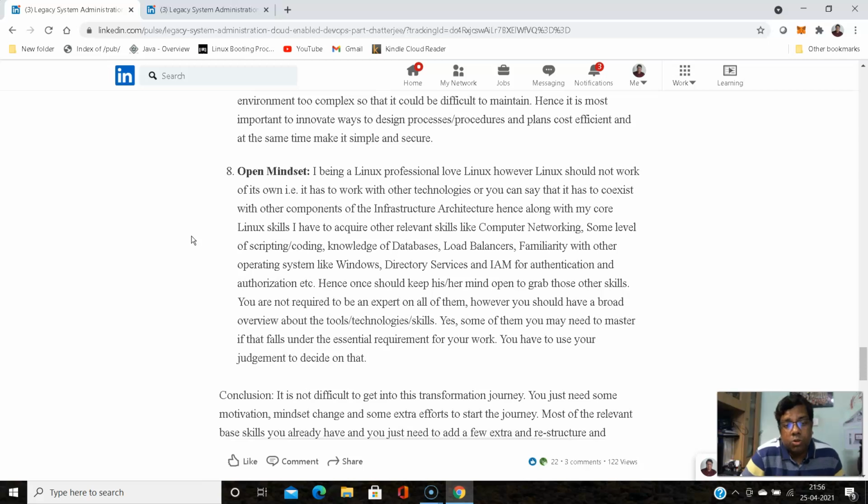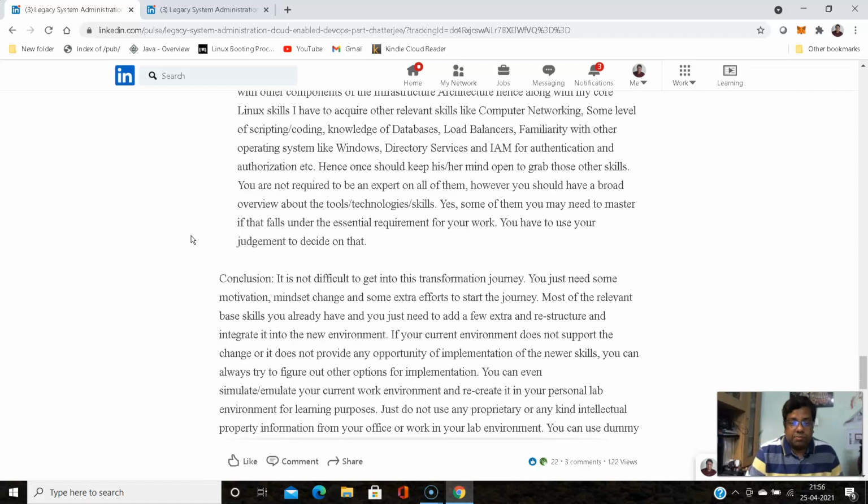Hence, along with my core Linux skills, I have to acquire other relevant skills like computer networking, some level of scripting, coding, knowledge of databases, load balancers, familiarity with other operating systems like Windows, directory services, identity and authentication services for authentication and authorization. Hence, one should keep his mind open to grab those other skills. You are not required to be an expert in all of them. However, you should have a broad overview of the tools and technologies used in the industry.